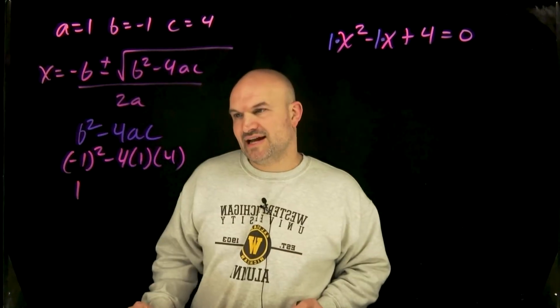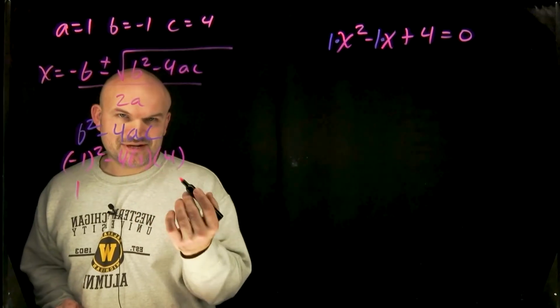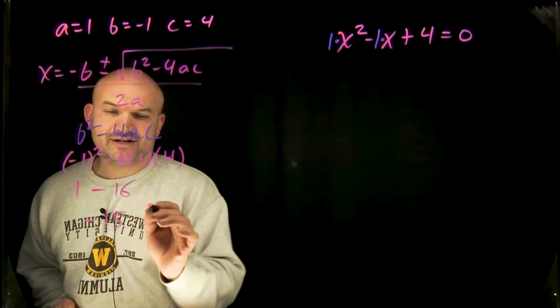Now in this case, I have a -4 times a -4. Right? Well, that's going to be, well, -4 times 1 times -4, right? Times 1 here. So that's going to be -16. So therefore, my discriminant here is a -15.